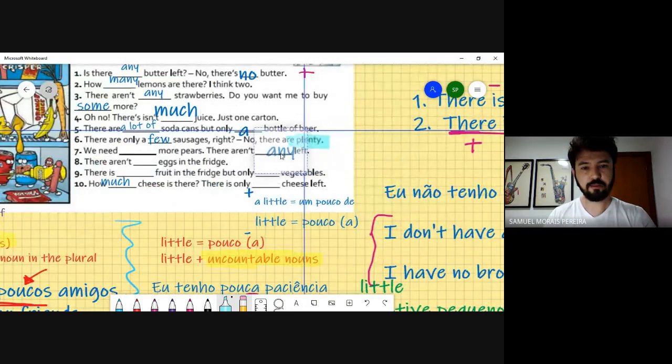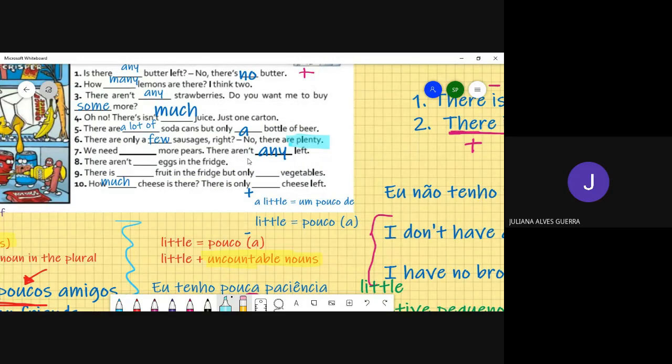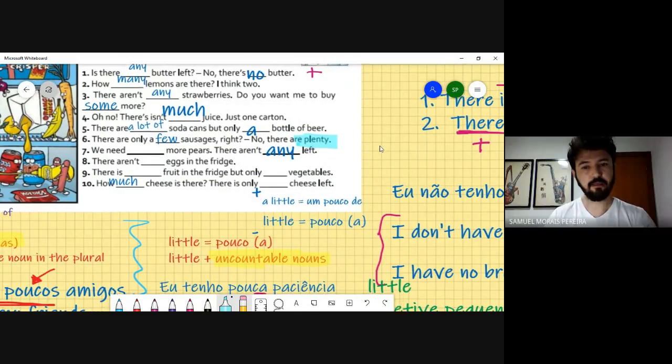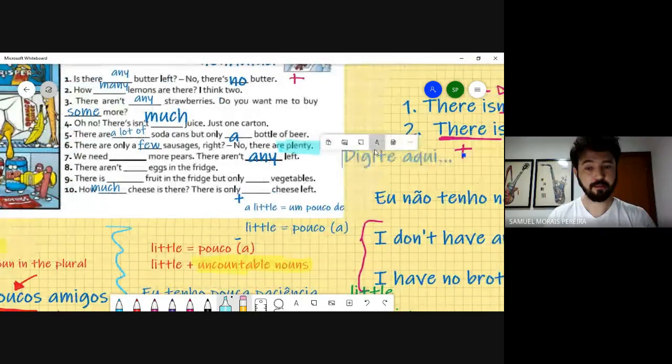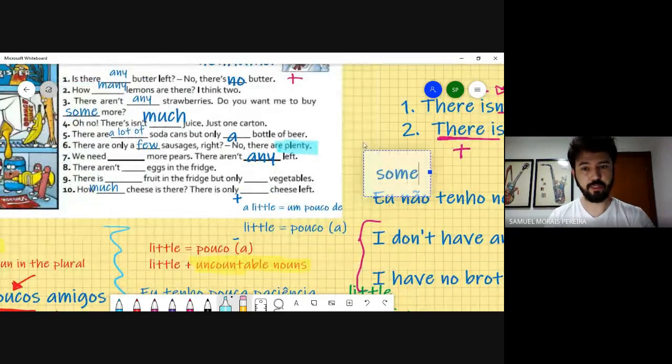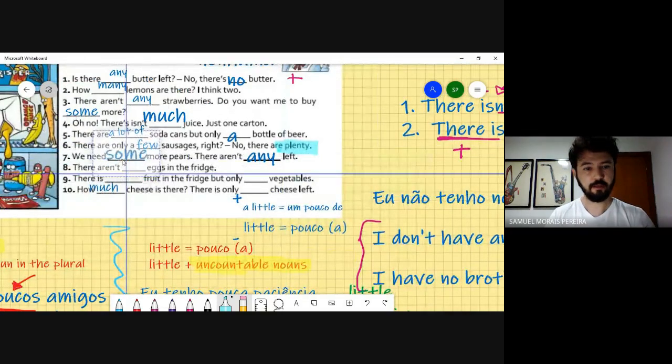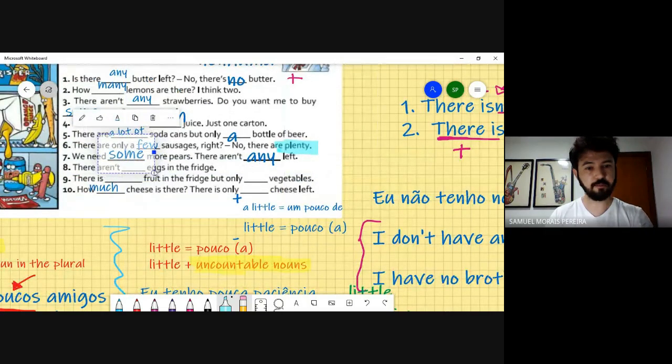Juliana, can you read the sentence for us? There aren't any left. And the other sentence here, olha. Nós precisamos de mais algumas peras. How do I say algumas? Some. Some, exactly. So we need some more pears. Nós precisamos de mais algumas peras.